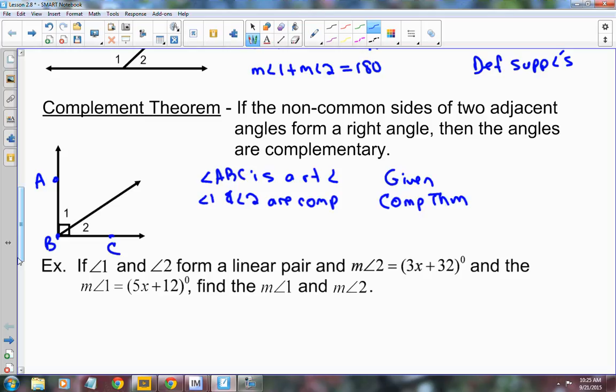And then, what do we know about complementary angles? They equal 90. So after that, once you establish they're complementary, then you could say the measure of angle 1 plus the measure of angle 2 equals 90. And that would be by the definition of complementary angles.